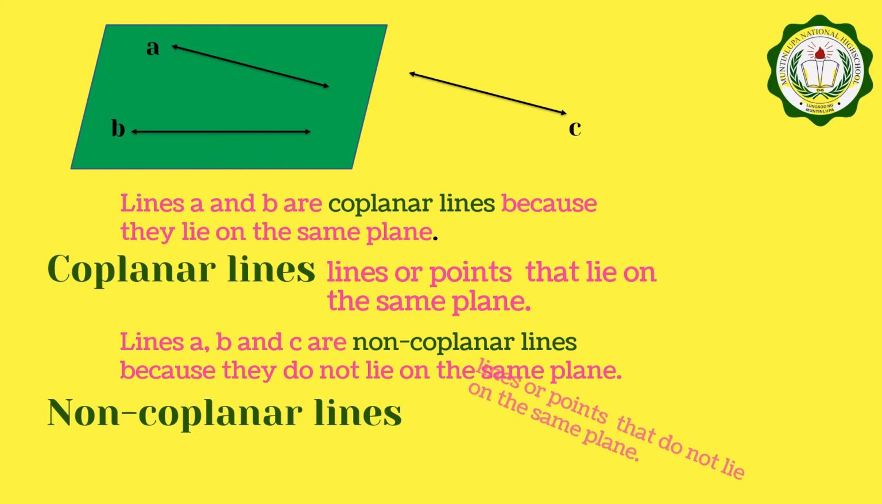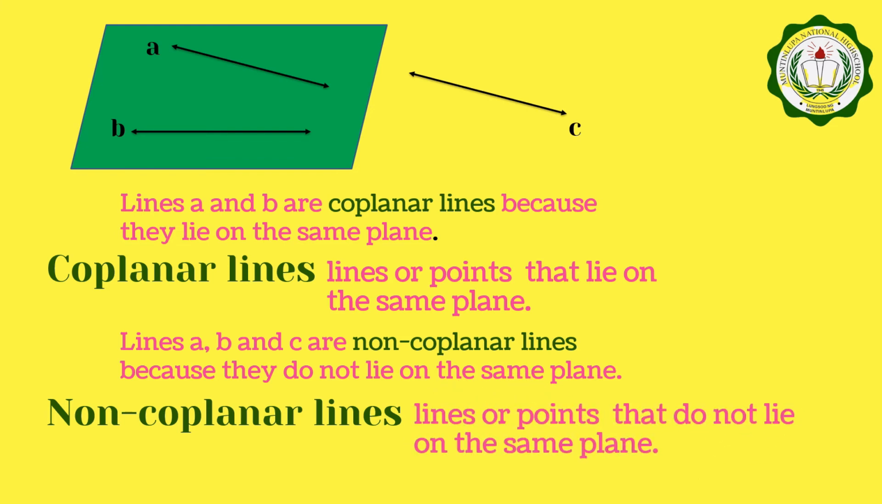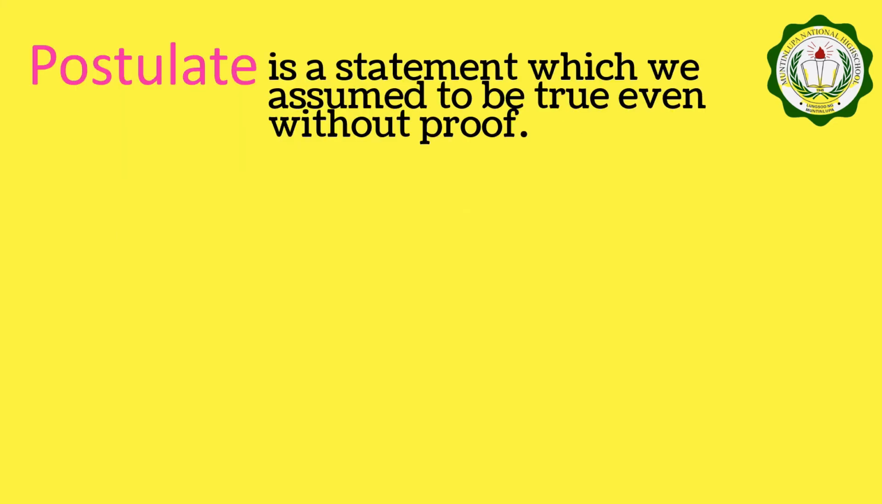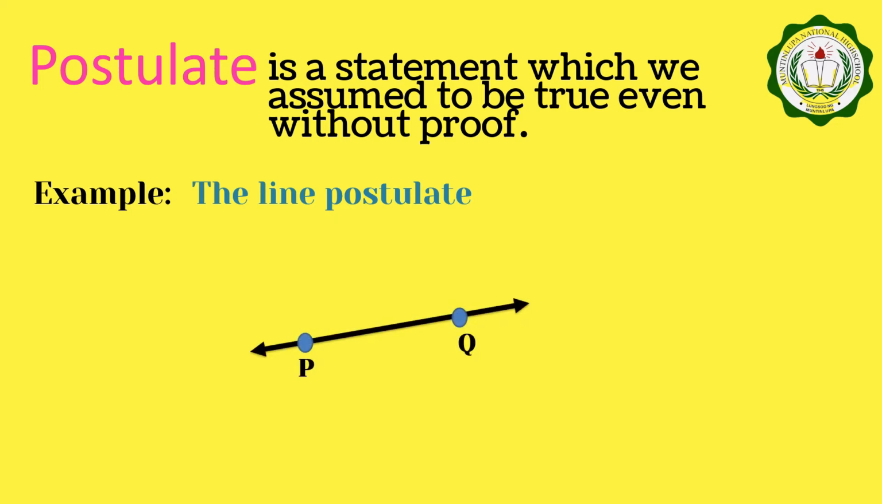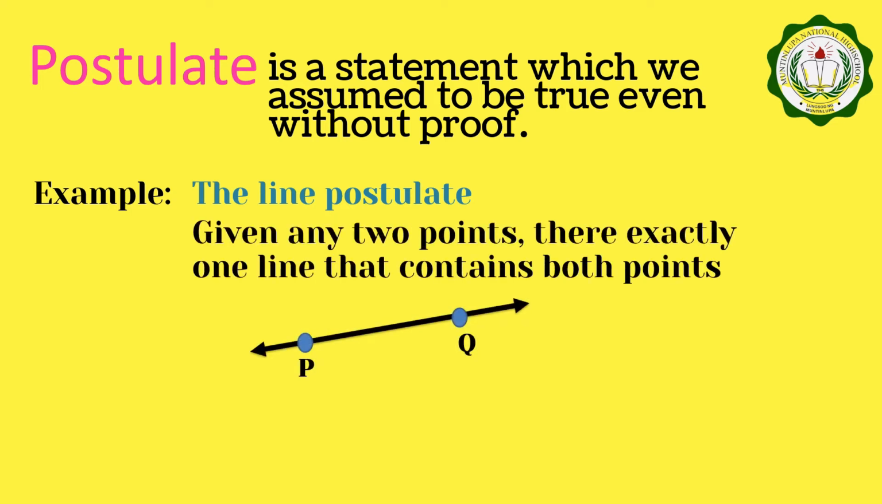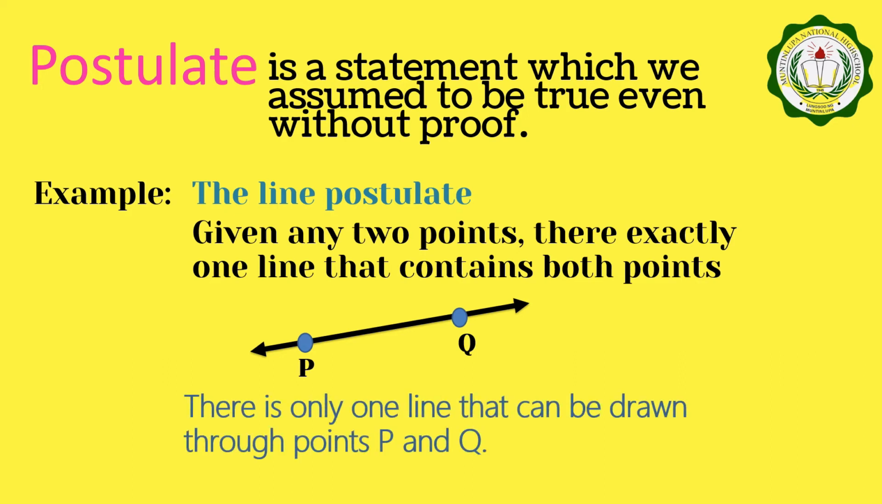Non-coplanar lines are lines or points that do not lie on the same plane. Aside from the undefined terms in geometry, there are other terms that we need to acquaint ourselves with. One is postulate. A postulate is a statement which we assume to be true even without proof. An example is the line postulate. The line postulate states that given any 2 points, there is exactly one line that contains both points. There is only one line that can be drawn through 2 points, P and Q.